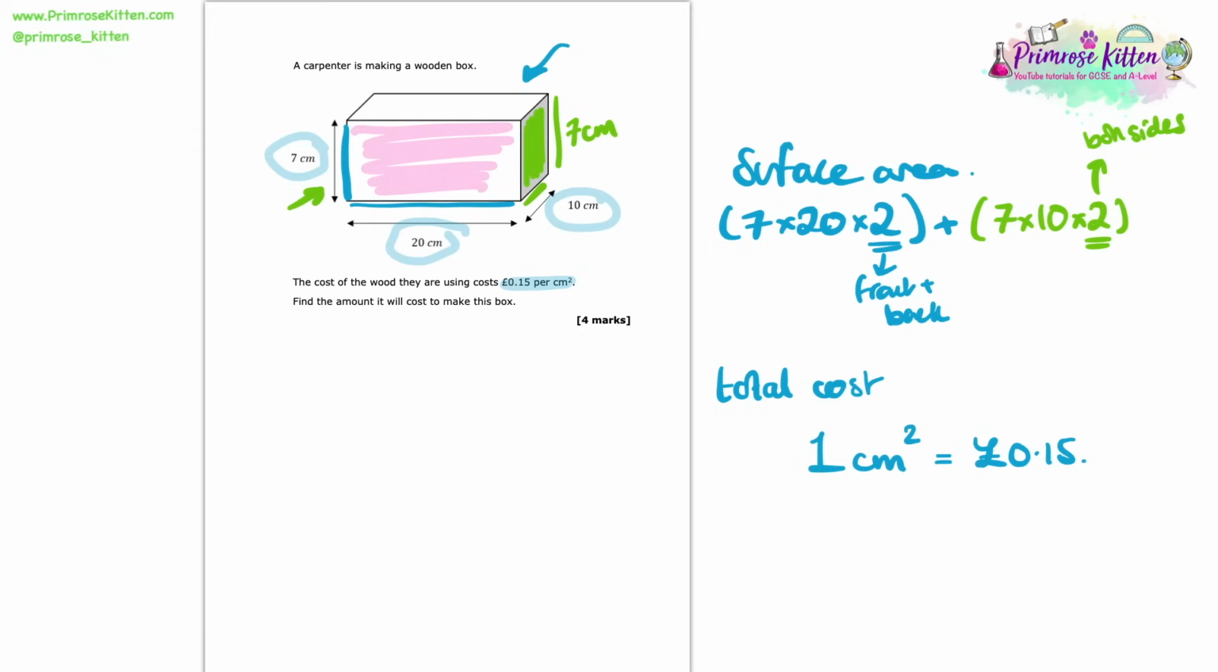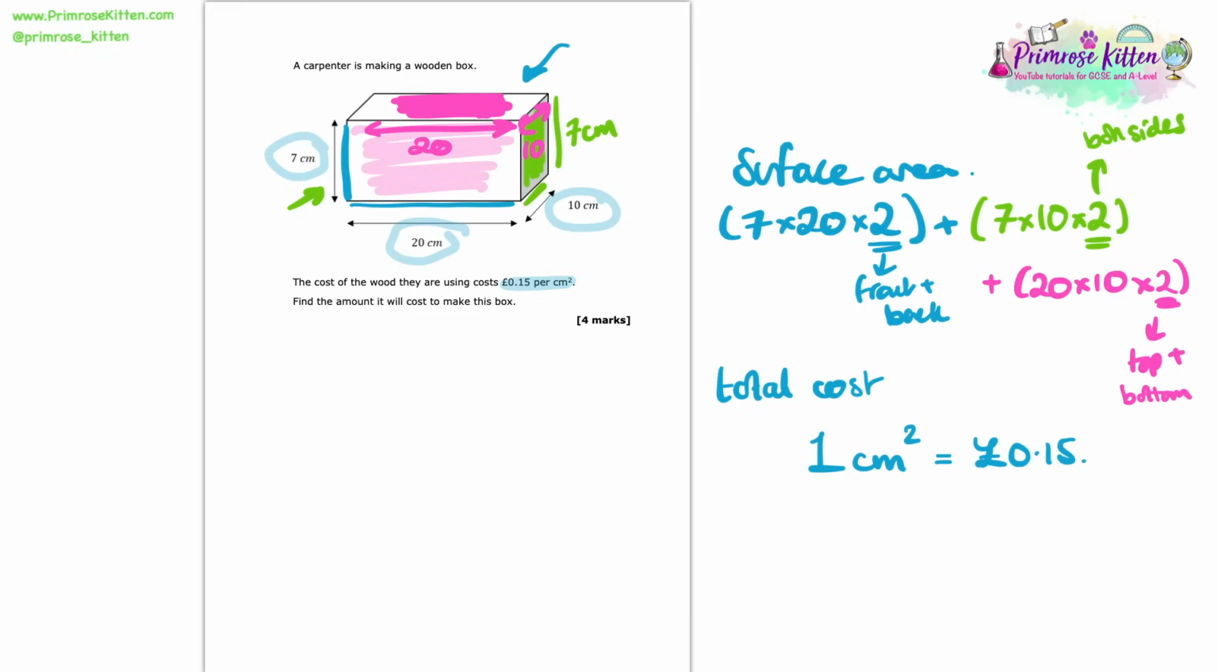So now finally, let's do the top and the bottom. So if we work out the area of that top, you can see that's going to be the 20 times by the 10. And so to work out the area of that face, we're going to do 20 times by 10, and then we're going to double it to account for the fact that it's at the top and the bottom here.